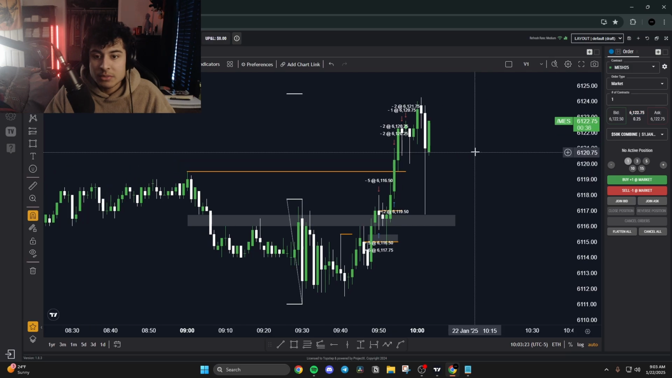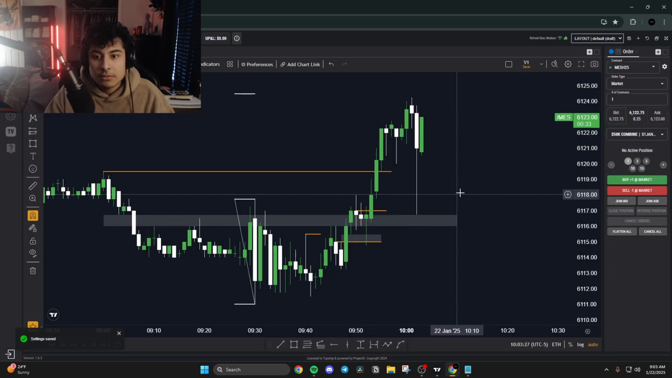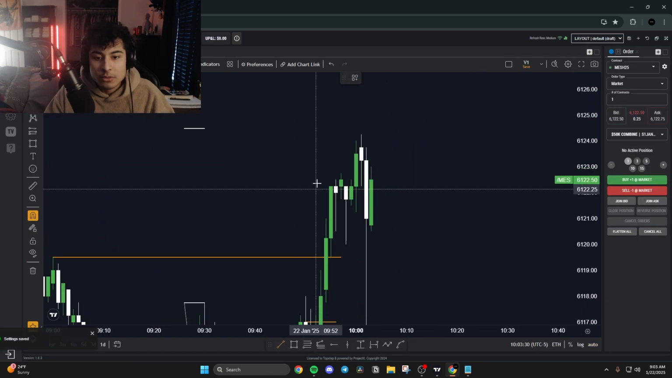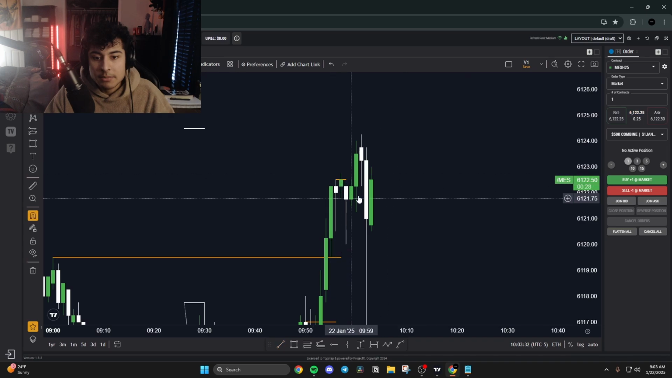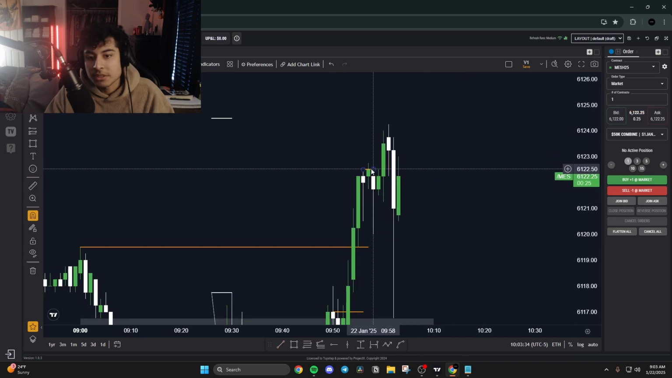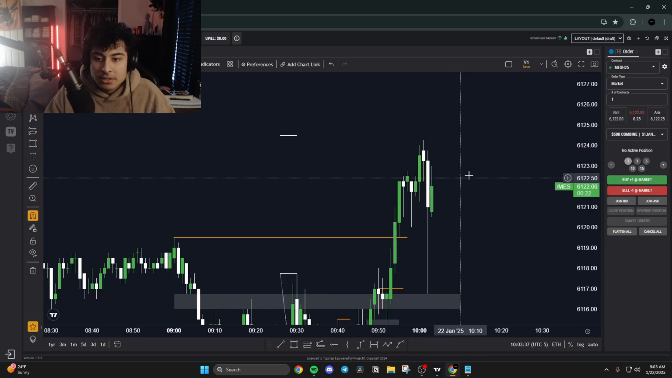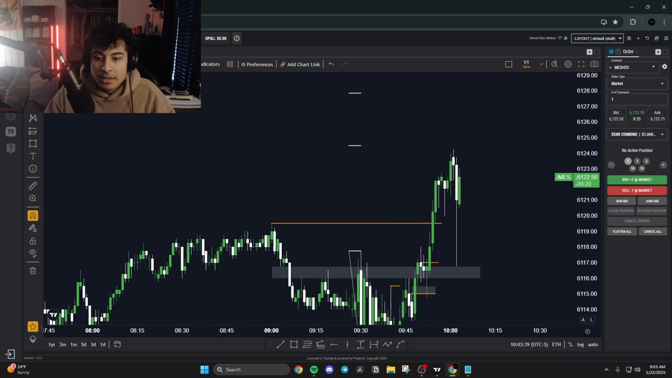I flattened it all just because of how we saw this CRT form right here. I was seeing this form in real time, and I was like, yeah, no, it's probably gonna drop. So I was just like, all right, then just close the rest of the position here, and that's kind of what I did there before it actually started to drop heavy. And yeah, that was basically really it.